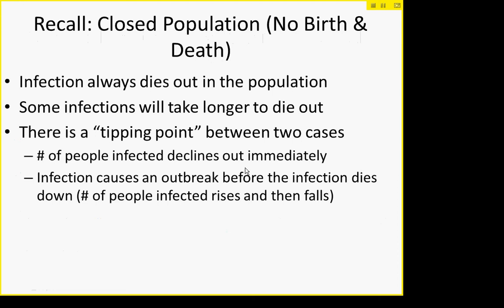So if we have a situation where the infection is too non-competitive and it isn't efficient enough, it will die out in the population. Now we're talking about for a closed population, in short, the infection always dies out eventually. It's just like the fire in your fireplace. It burns up enough fuel to not be able to go efficiently and dies out. Some infections will take longer to die out, and there's a tipping point between the two cases.